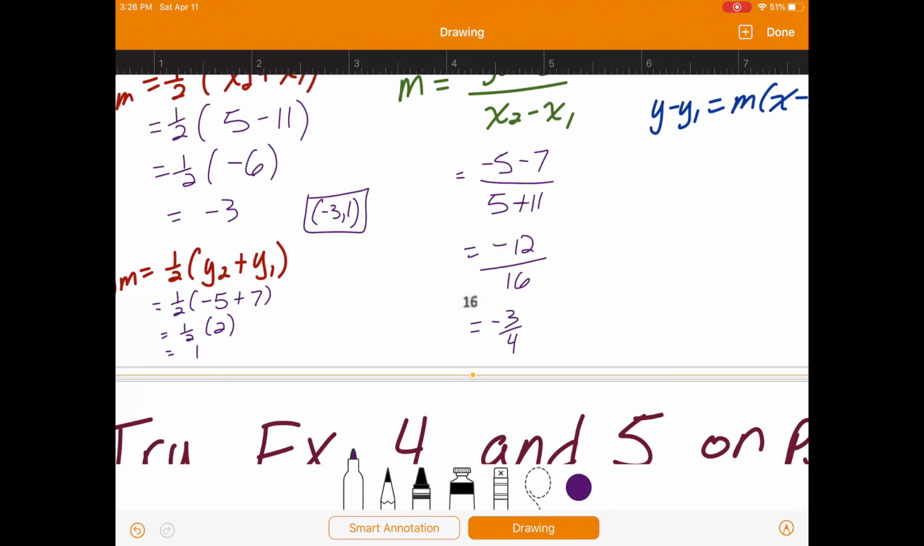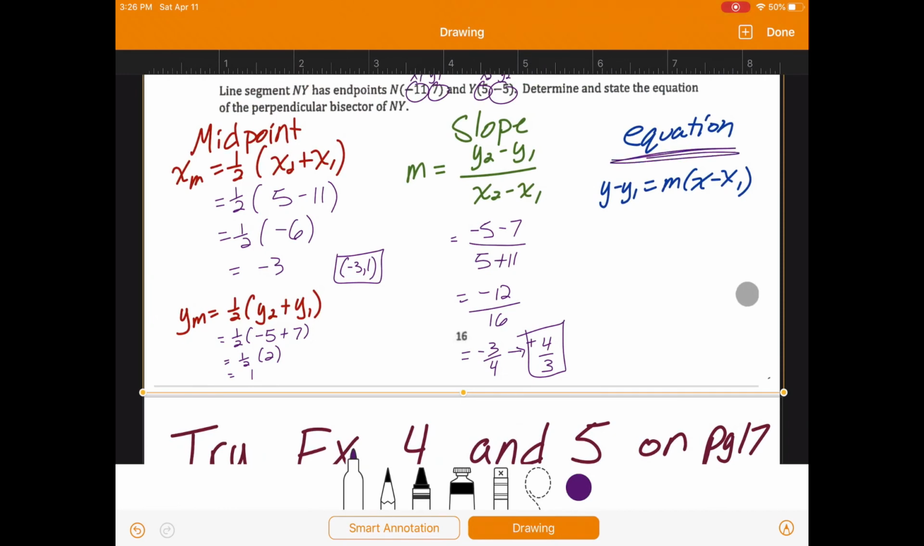And again, we're trying to find the line that's perpendicular to this. So we're going to do the negative reciprocal. So the 4 goes to the top, the 3 goes to the bottom, and it's negative, so it becomes positive. So this is going to be our slope for our equation.